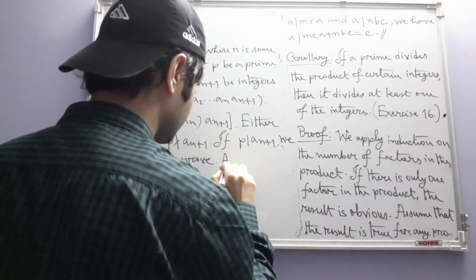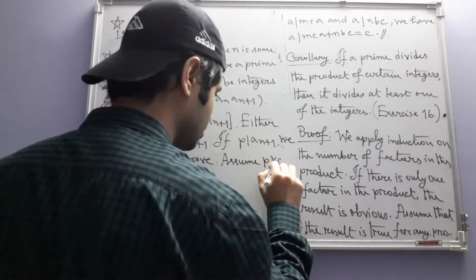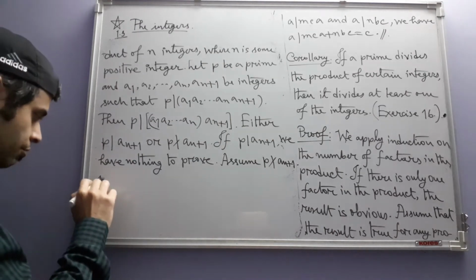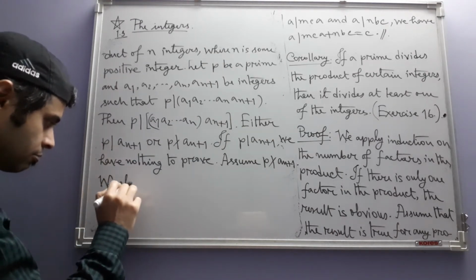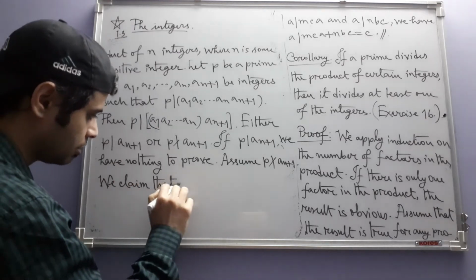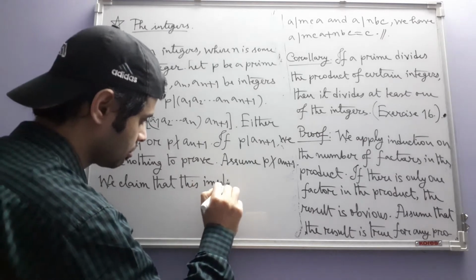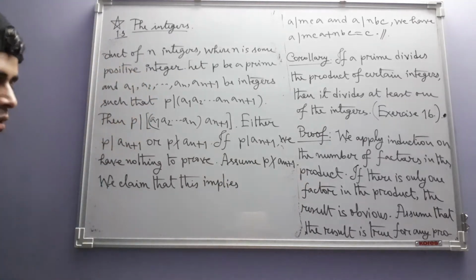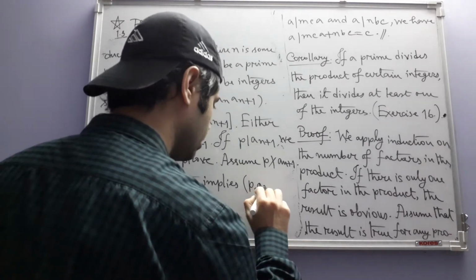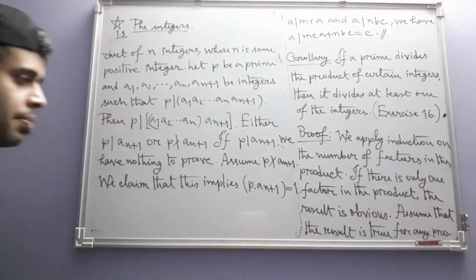So assume P does not divide an plus 1. We claim that this non-divisibility relation implies that actually P and an plus 1 are relatively prime.